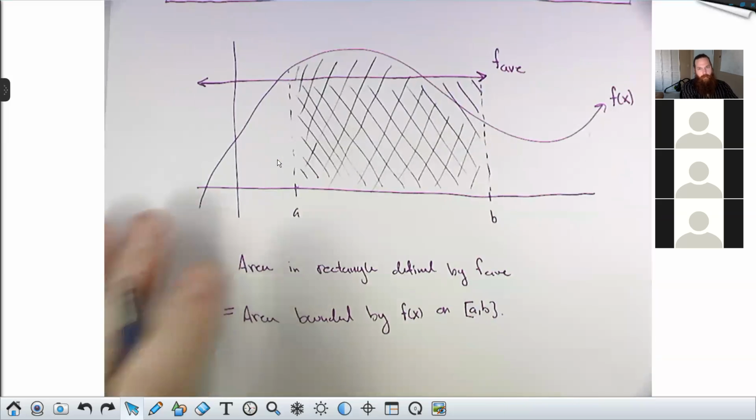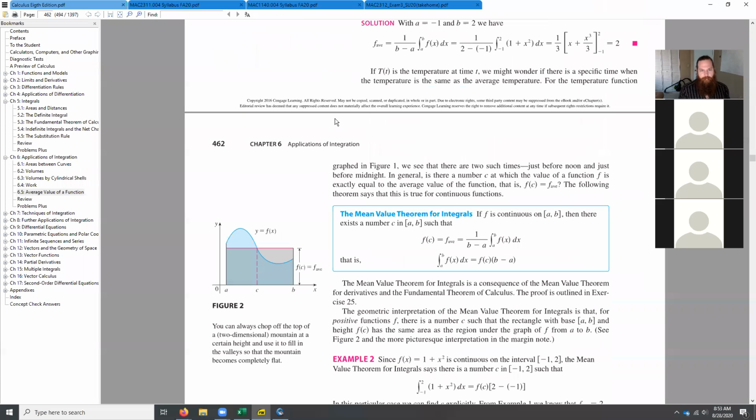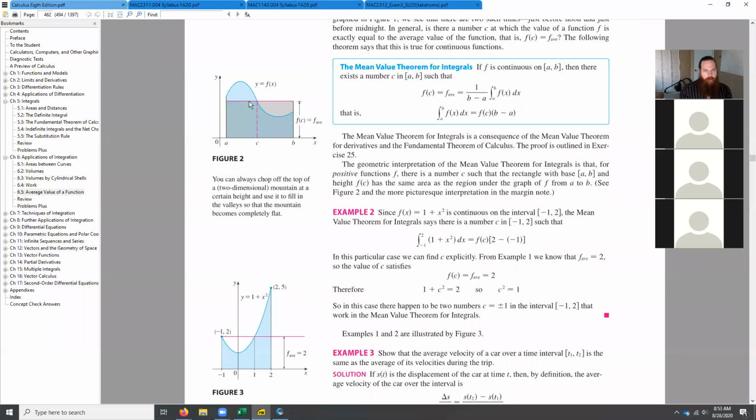So I might pull up the picture in your book so you can get a better idea, because I know the color isn't coming across so well. But you can think of average value as being the unique constant function that bounds the same area as the not necessarily constant function f of x. Here you go, this is the picture. So the gray area here is the same as the blue area here. So this average value, this red constant, tells you the y value, the height of the unique constant function that bounds the same area. There's also a way of thinking about this in terms of the mean value theorem.